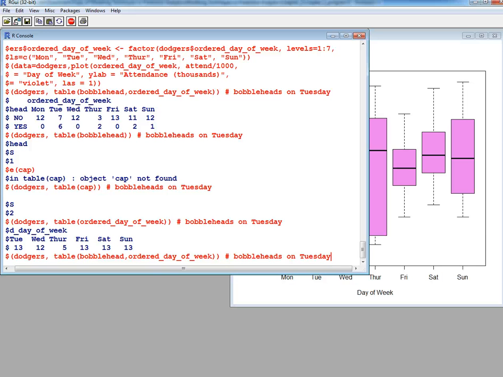So bobblehead can be what? Yes or no. And day of the week can be what? Monday, Tuesday, Wednesday, Thursday, 7 days, right? So how many combinations are there? 14, right? 2 by 7. There's 14 different possibilities, right? And it's going to count how many occur for each of those possibilities. So that's what it does. So let's run it.